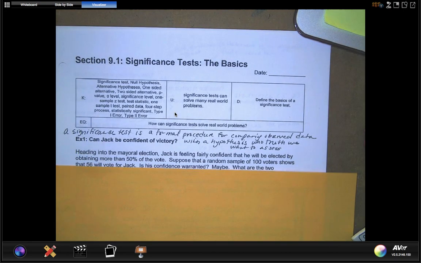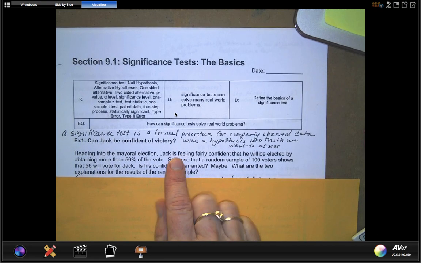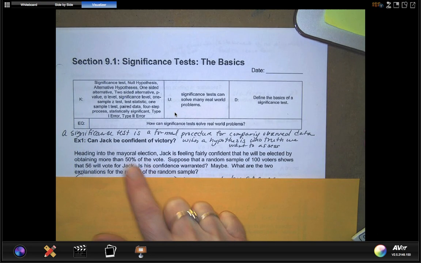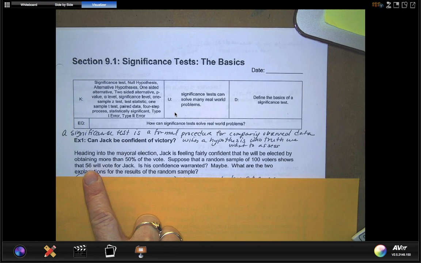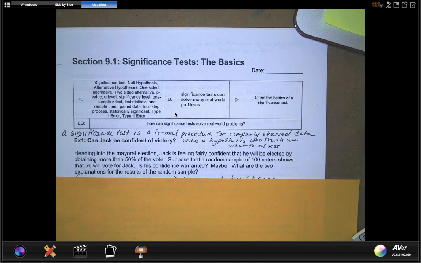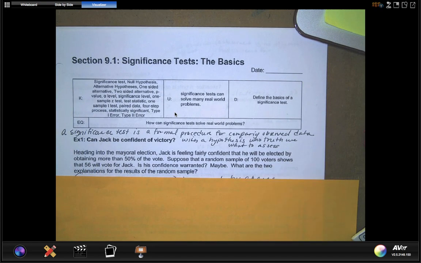So here's another example. Can Jack be confident of victory? Jack is feeling fairly confident he'll be elected by obtaining more than 50% of the vote. They talked to a random sample of 100 voters, which shows that 56 will vote for Jack. So he's got 56% in this sample, so 0.56. That's his p hat. So should he be confident based on that 0.56?